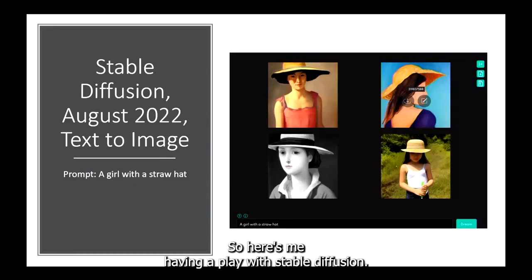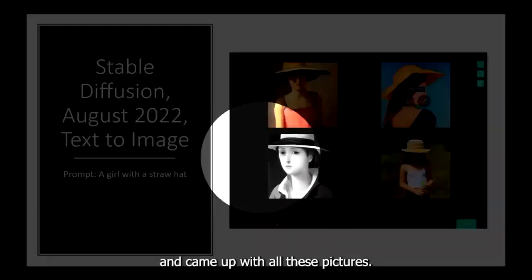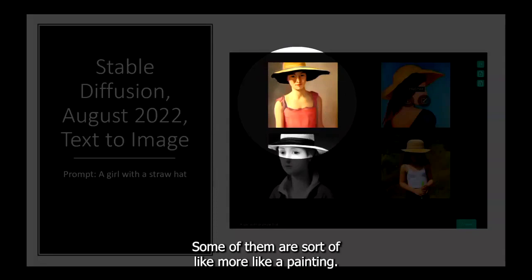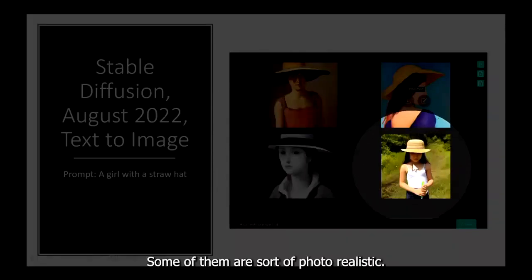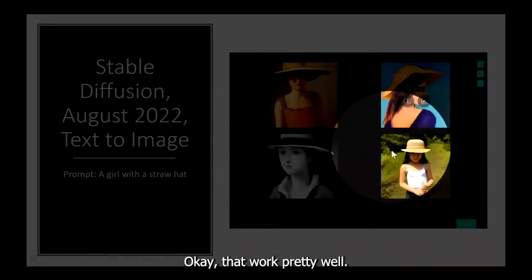So here's me having a play with Stable Diffusion. I just wrote in, make me a picture of a girl with a straw hat. And it came up with all these pictures. Some of them are sort of more like a painting. Some of them are sort of photorealistic. Okay, and that worked pretty well.